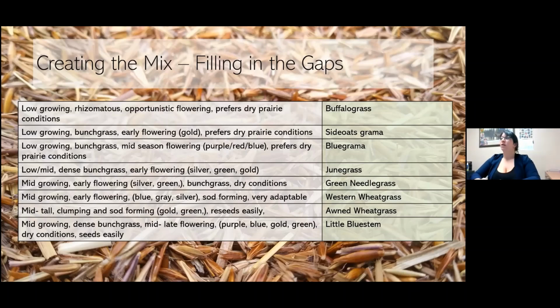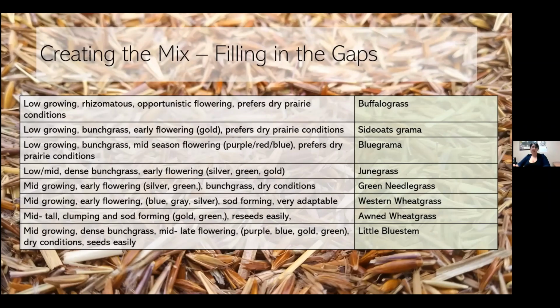So these are kinds of things we look for. You know, buffalo, side oats, and blue grama are low growing, sort of early season flowering, except for buffalo, which kind of flowers when it wants to. And they like really dry prairie conditions, really pretty. Then our June grass is the low to the mid height. So it's not as short, but it's still not as tall. But I mean, so in Winnipeg, it's tall grass prairie. So big blue stem is my tall grass, which is 5 feet, which is as tall as I am. So that's what I mean by tall. So June grasses are mid-growing.